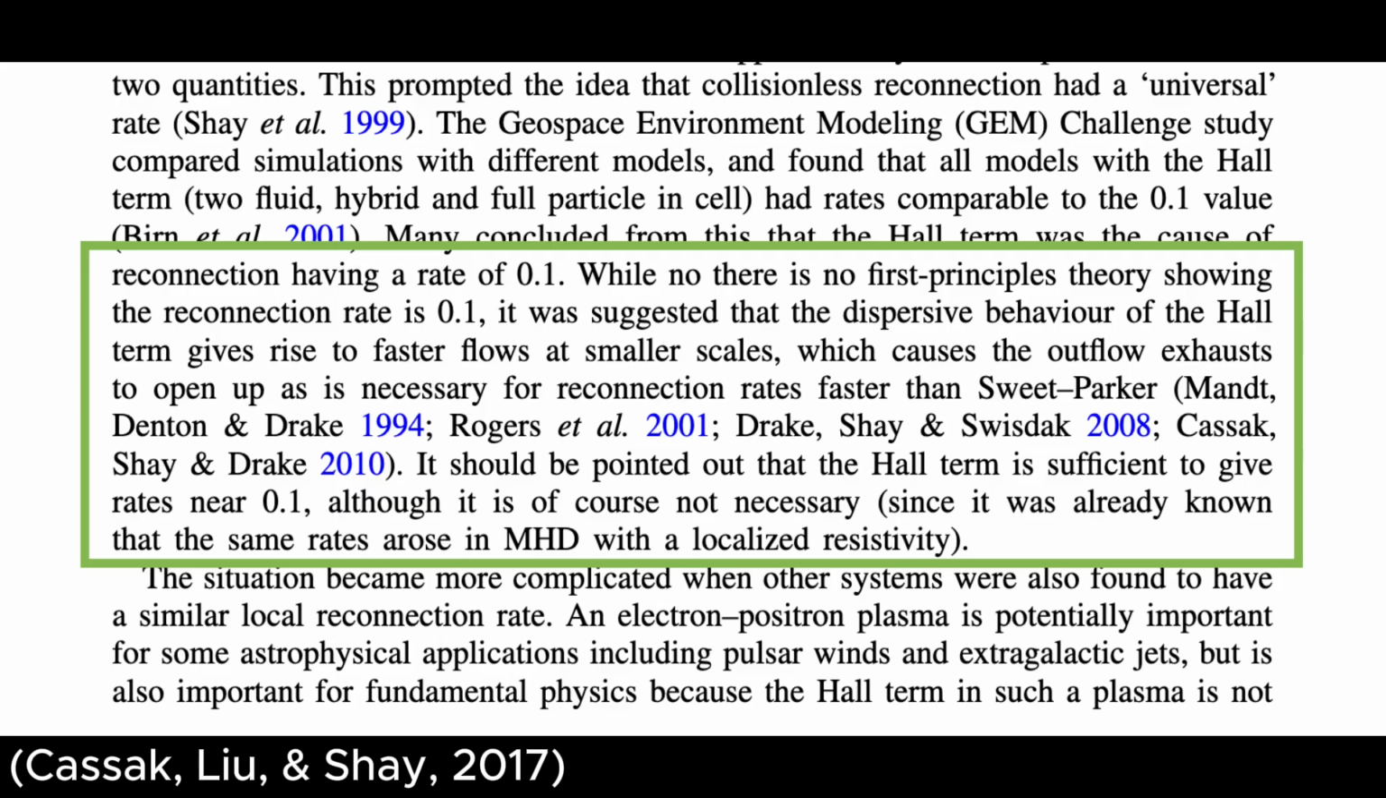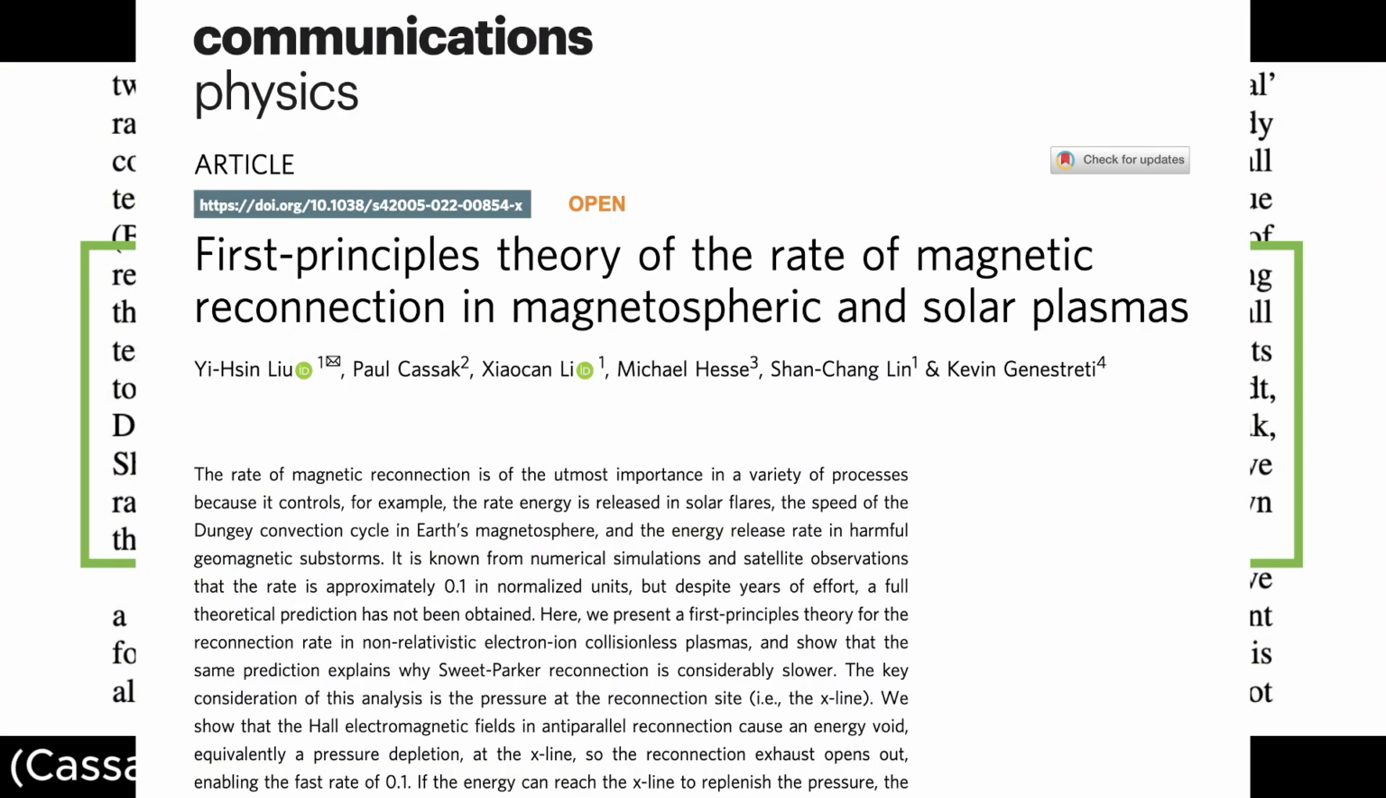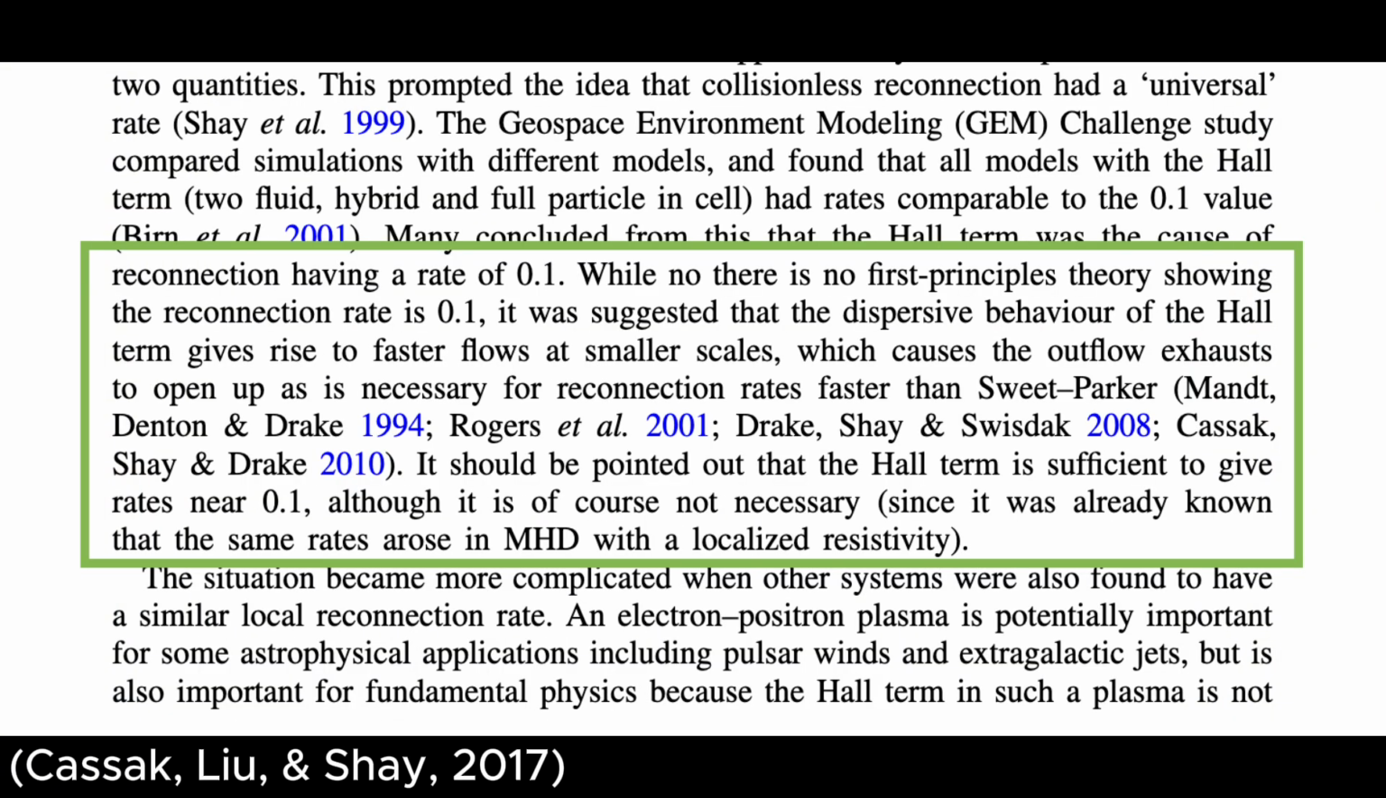Here's a quote from one such scientist. "While there is no first principles theory showing that the reconnection rate is 0.1, it was suggested that the dispersive behavior of the Hall term gives rise to faster flows at smaller scales. It should be pointed out that the Hall term is sufficient to give rates near 0.1, although it is of course not necessary since it was already known that the same rates arose in MHD with a localized resistivity."